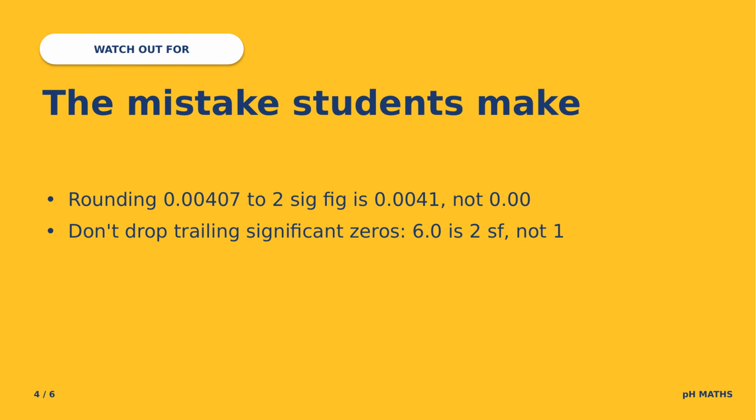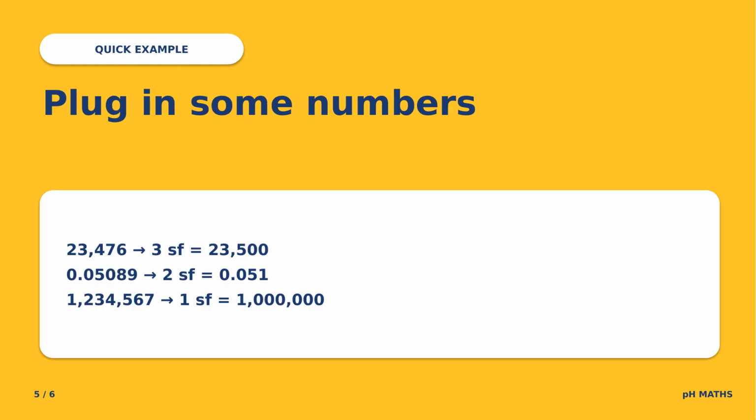Common slip: rounding 0.00407 to 2 sig figs gives 0.0041, not 0.00. And don't drop trailing significant zeros. 6.0 is 2 sig figs. If you write it as just 6, you've lost a piece of precision. Examiners spot that immediately.